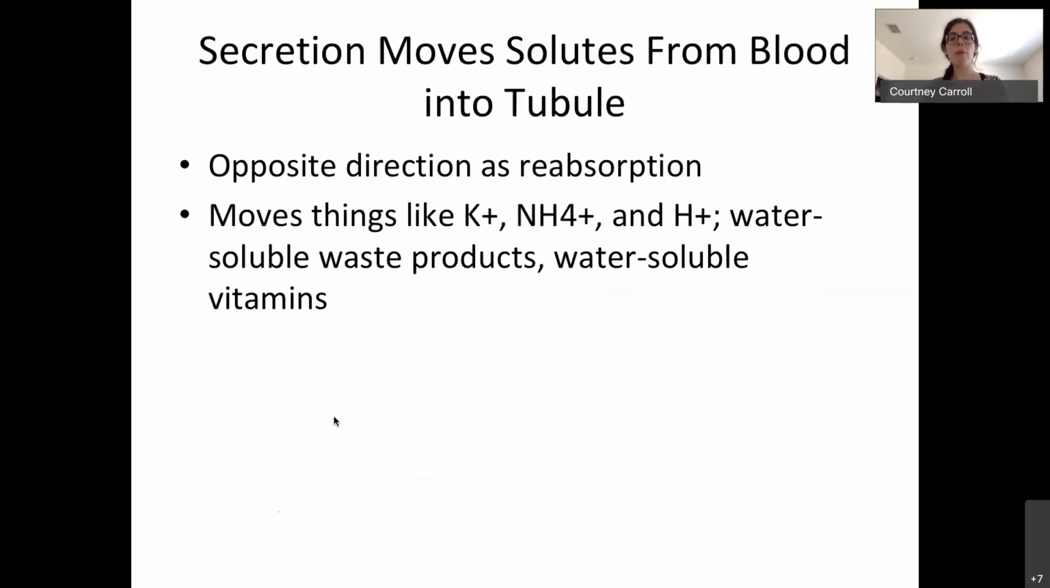Okay, let's talk briefly about what we mean when we say secretion. Again, for this unit, there are some key vocab words that you need to know. Secretion is when we move solutes from the blood back into the tubule, in the opposite direction of reabsorption. These are things like potassium, ammonia, protons, water-soluble waste products, and water-soluble vitamins, things that we want to regulate the concentration of. If we want to regulate the concentration in the blood, we might secrete them back into that filtrate and eventually have them excreted in the urine.